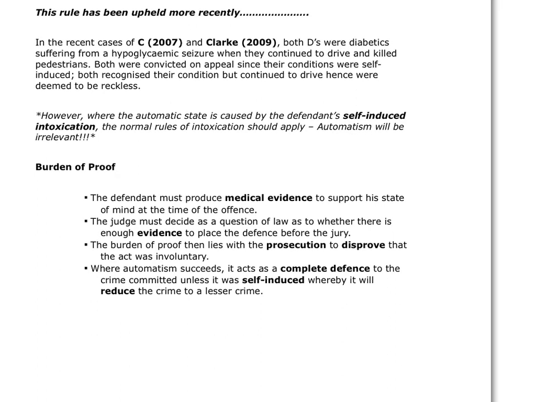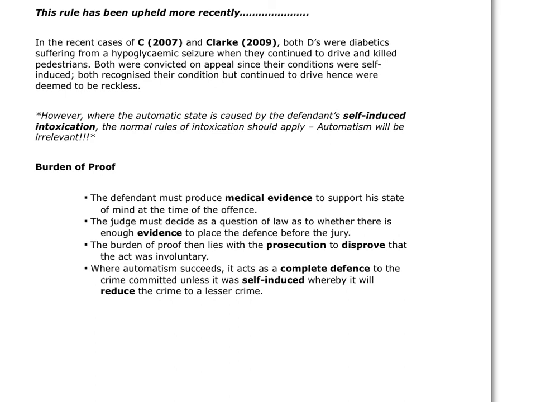So this rule has been upheld more recently with both diabetic cases, C and Clark, 2007 and 2009. Both were diabetics and both were suffering from hypoglycemic seizures, i.e. had taken their insulin but not eaten sufficient or eaten at all. They both were driving and they both continued to drive and they both killed pedestrians. Both were convicted on appeal since their conditions were self-induced. Both recognised their conditions but continued to drive, hence they were deemed reckless.